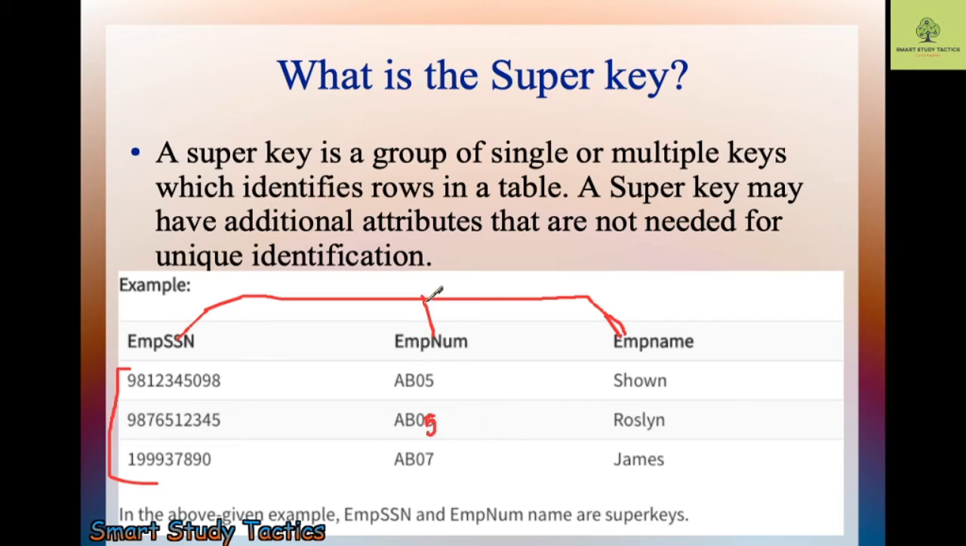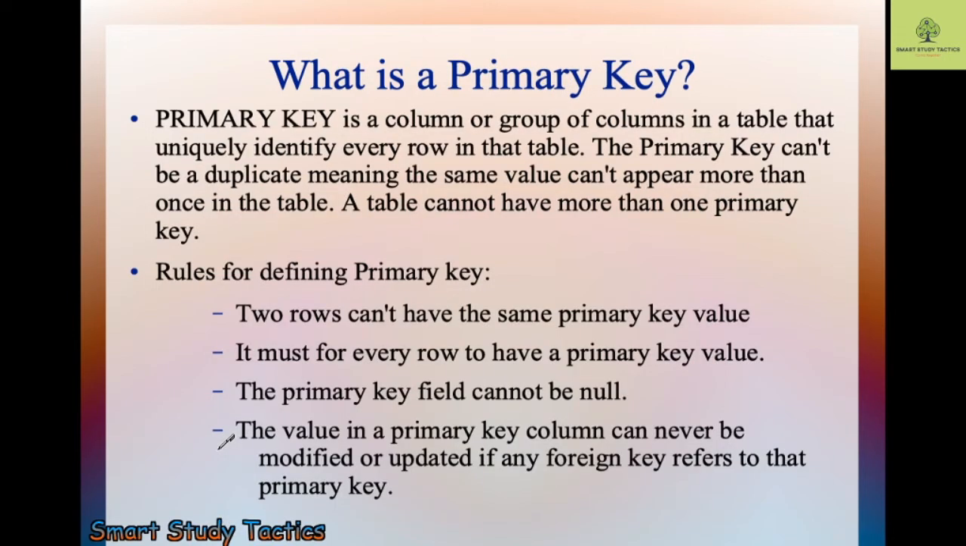So it can be, there is no need for it to be repeated or unique. We can say it is not important that it should be unique. So all the keys which help us to read the data are a super key. Now we have the primary key.